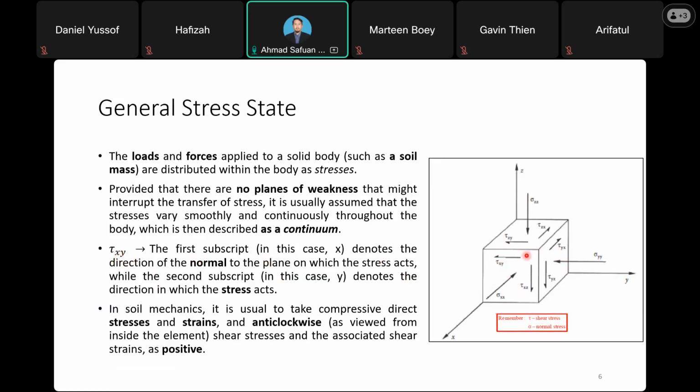And y. Okay, so this is tau x and y. So the first subscript, in this case x, denotes the direction of the normal to the plane on which the stress acts, while the second subscript, in this case y, denotes the direction in which the stress acts.